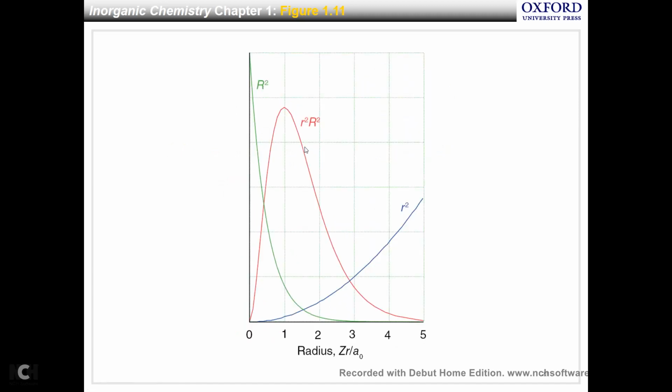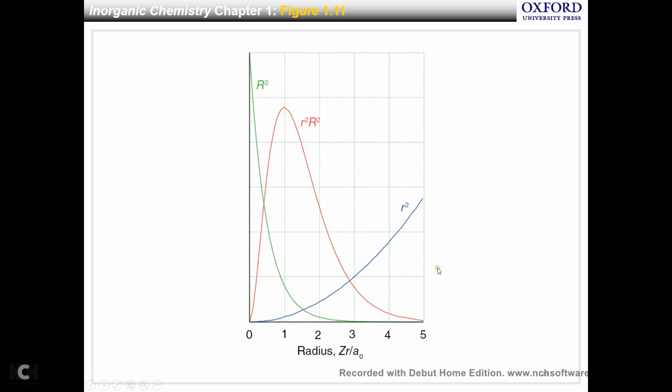So again, I just want to show you this is the radial part of the wave function squared. It decays exponentially. For the 1s orbital, it's e to the power of negative 2r. For the 2s orbital, it's e to the power of negative r. For the 3s orbital, it's e to the power of negative 2r over 3. And then this is r squared. It goes up. Therefore, if you multiply r squared and the radial part squared, you see a maximum.